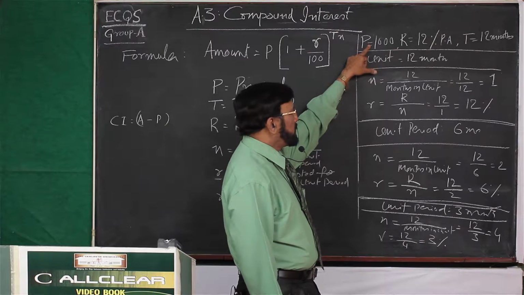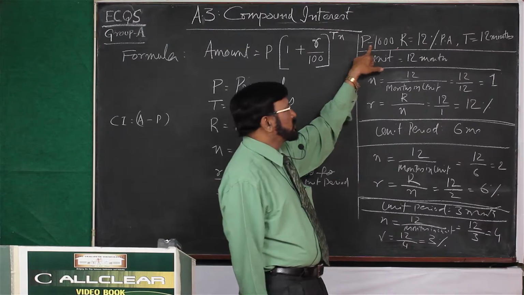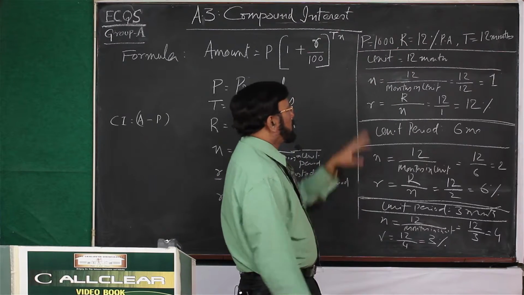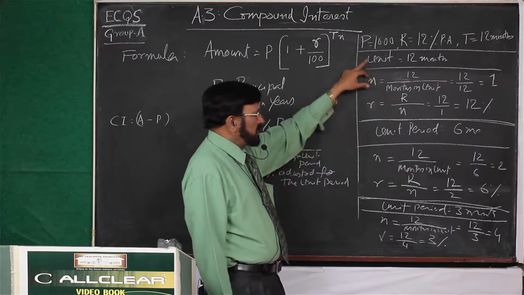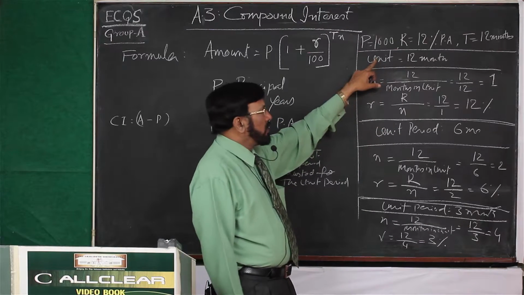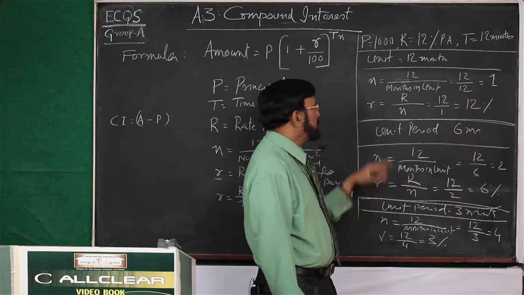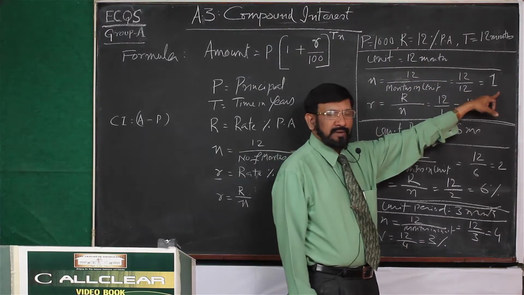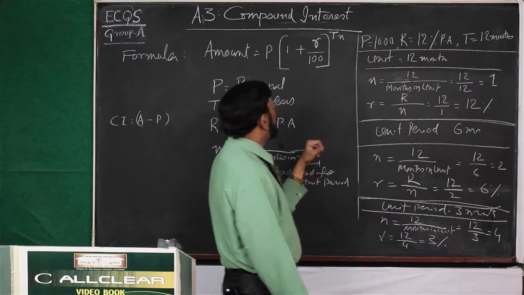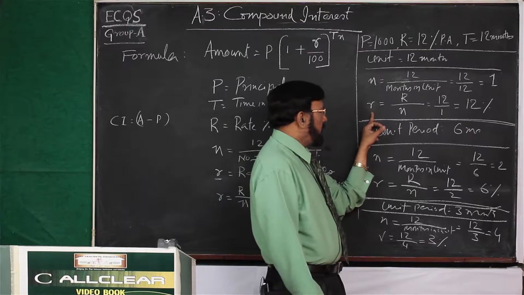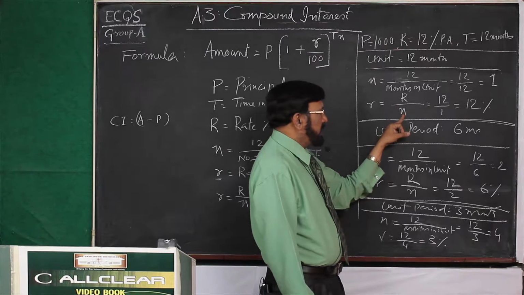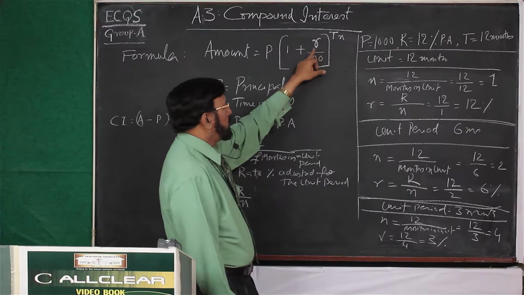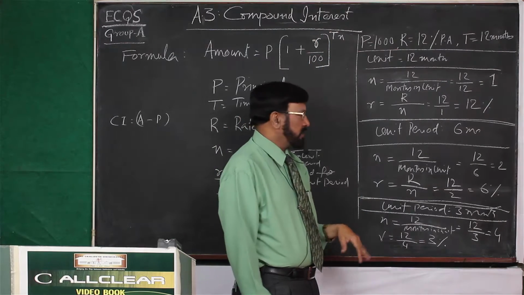Now P is equal to 1000, R is equal to 12%, T is equal to 12 months, 1 year. Now just 3 variants we see. Unit period is 12 months, then n is equal to 12 by 12 is equal to 1. Then R by n, 12 by 1, 12. So here in this formula, R and n we have to substitute and calculate.